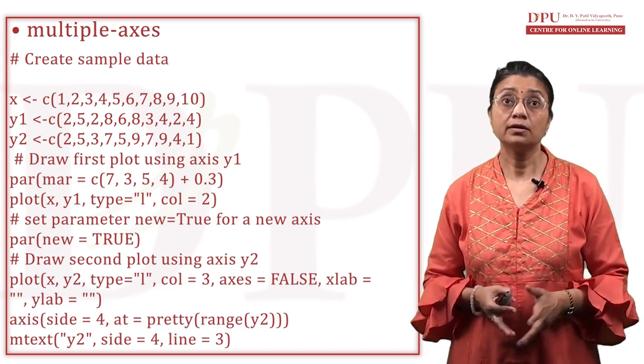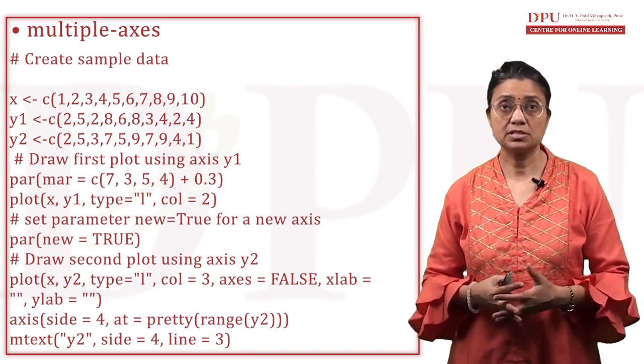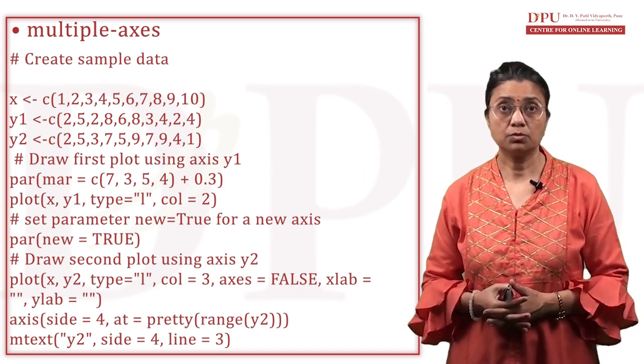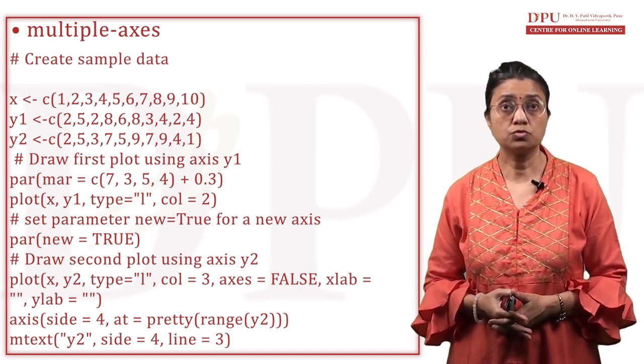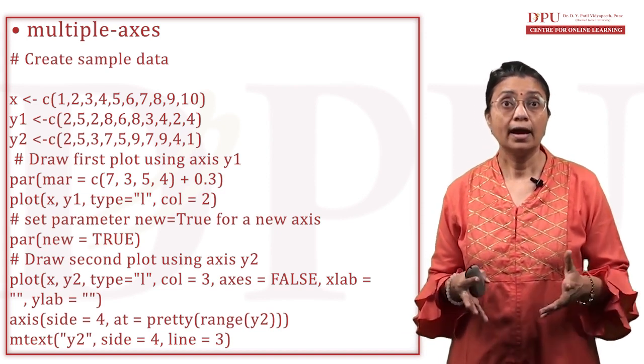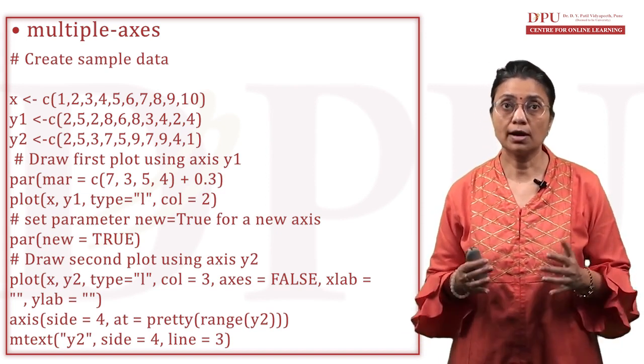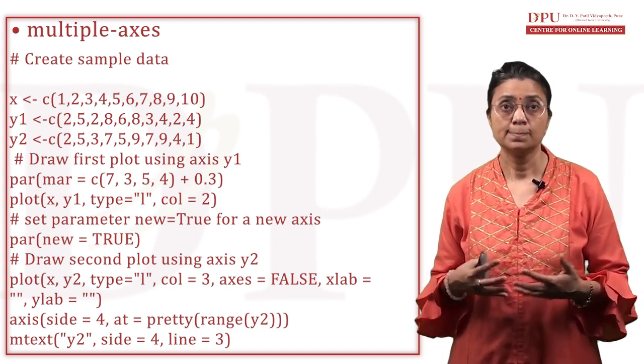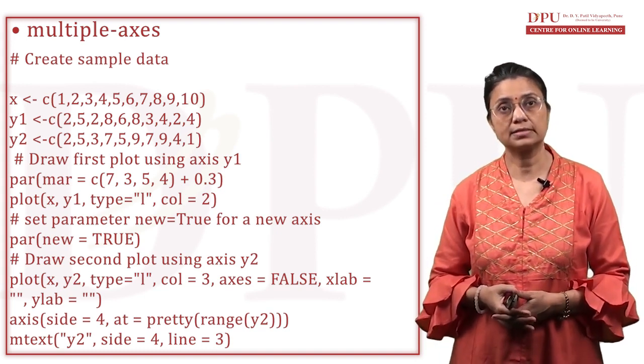Then we have plot(x, y1, type = "l", col = 2). Set par(new = TRUE) for a new axis. So again I have created a new axis, and I'm drawing the second plot using the axis y2.